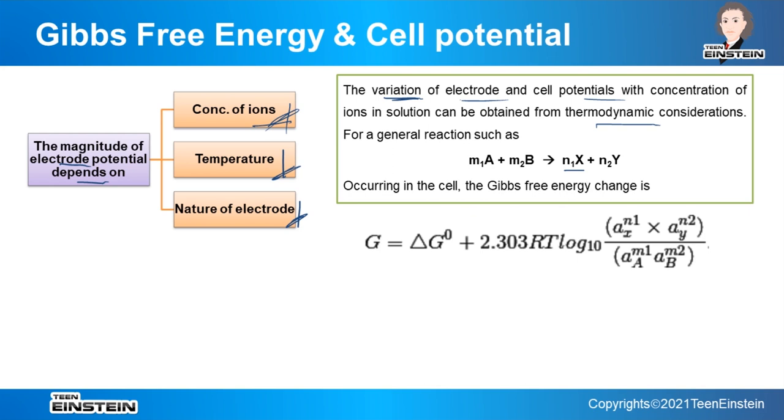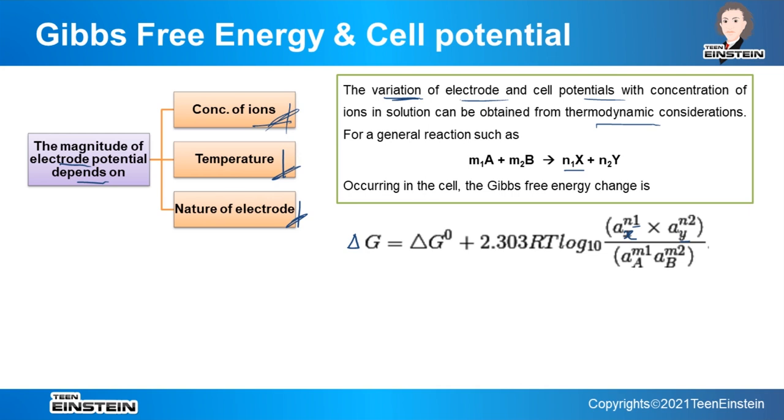So this reaction is occurring. For this particular reaction, the Gibbs free energy change from thermodynamics, we can get this relation. So del G is equal to del G naught plus 2.303 RT log base 10, and here instead of concentration, we have the activity of all the species. In the numerator you will see the activity of X to the power coefficient N1, activity of Y to the power N2. Basically, if the solution is dilute, then activity can be replaced by concentration.